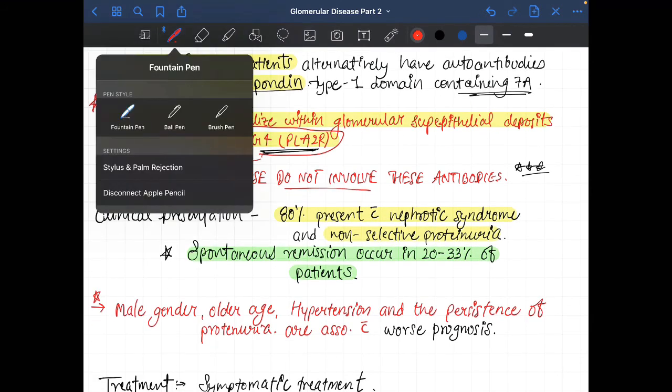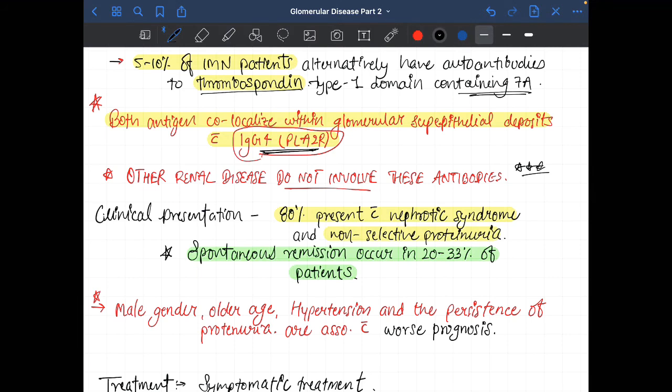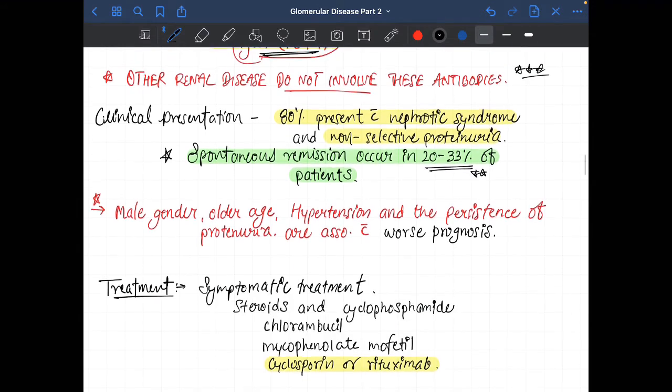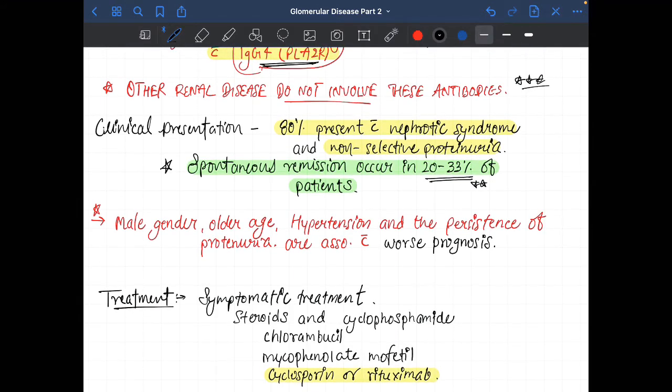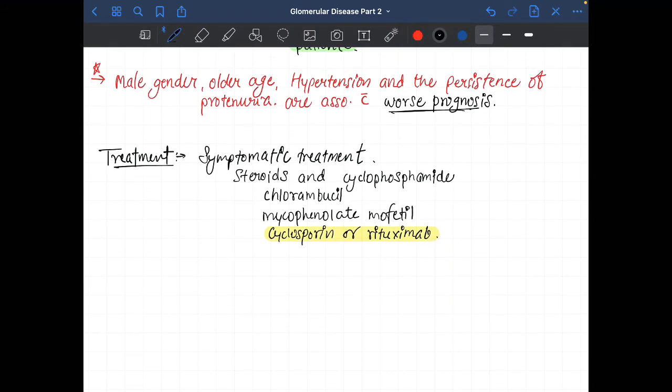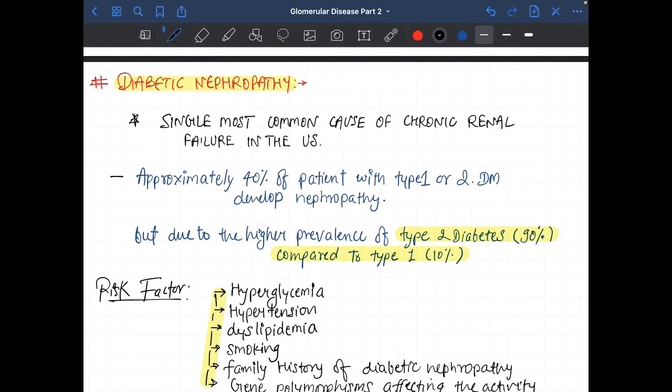Alright, in clinical presentation 80% present with nephrotic syndrome and non-selective proteinuria. Spontaneous remission occurs in 20 to 33%. Very important, take note for the board exam. Male gender, older age, hypertension and persistence of proteinuria are associated with worse prognosis. In treatment, there is symptomatic treatment. Steroid, cyclophosphamide can be given, chlorambucil, mycophenolate mofetil and cyclosporin or rituximab can be given. Rituximab works on CD20.